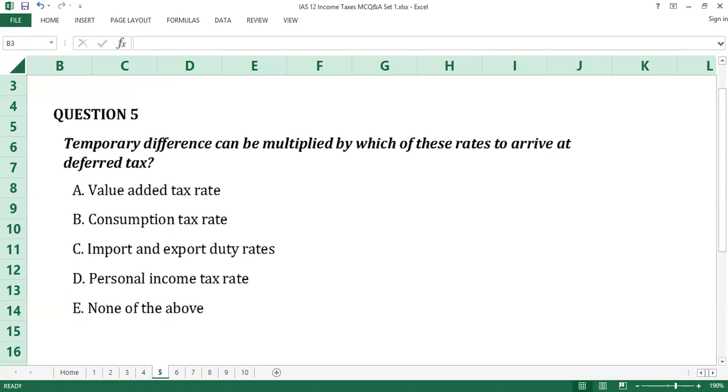Question number 5. Temporary difference can be multiplied by which of these rates to arrive at deferred tax? A, value added tax rate. B, consumption tax rate. C, import and export duty rates. D, personal income tax rate. E, none of the above. The time counts.